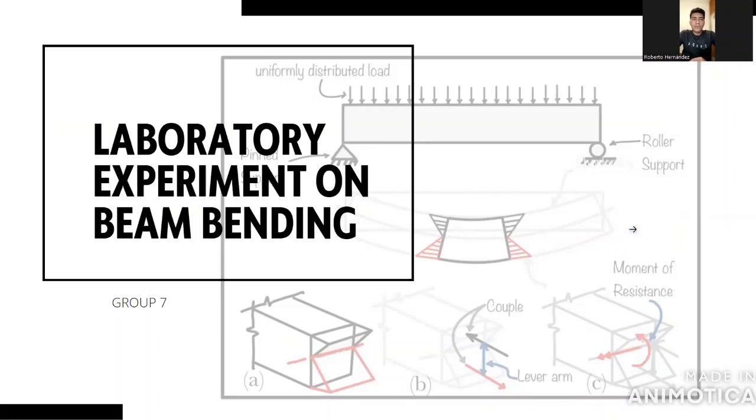Hi, we are group 7 and we are going to talk about the laboratory experiment on beam bending.